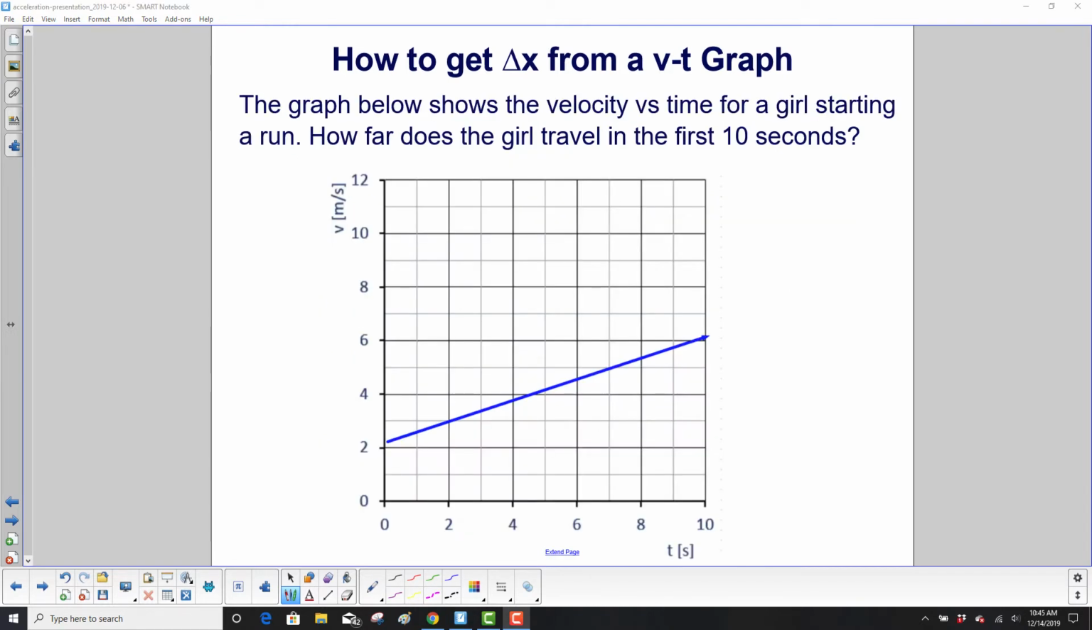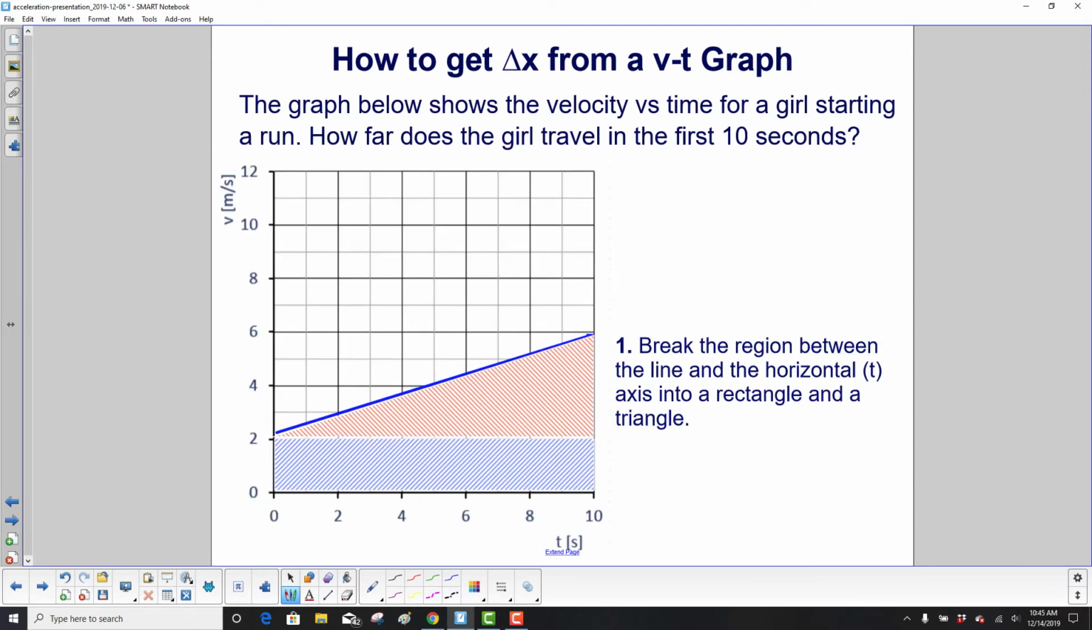This graph shows the velocity versus time for a girl starting a run. How far does she travel in the first 10 seconds? First thing, make sure you mark off the time that we're interested in. In this case, it's 10 seconds, so it's using the full graph. But if they had said in the first 4 seconds, you would have terminated it right here.